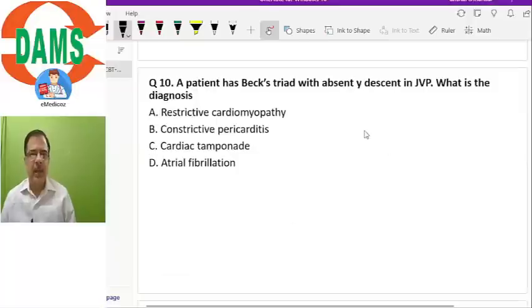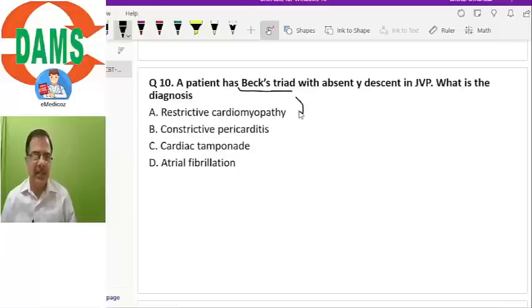Question number 10. A patient has a Beck's triad with absent Y descent in the JVP. What is the diagnosis? So Beck's triad is classically a triad of low blood pressure, distended neck veins, and soft heart sounds. That is typically seen in cardiac tamponade.